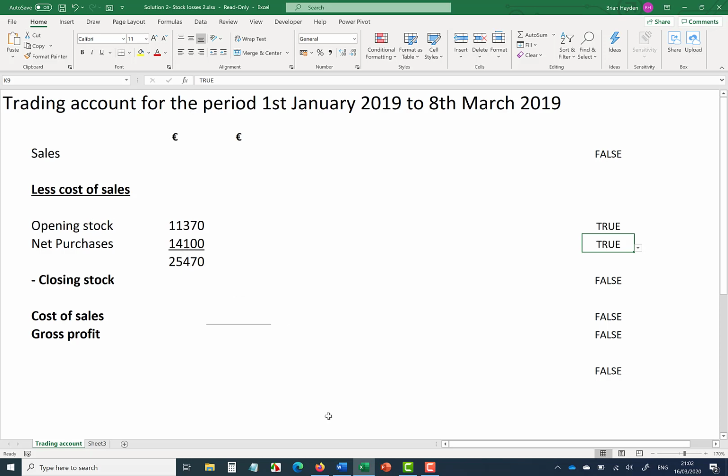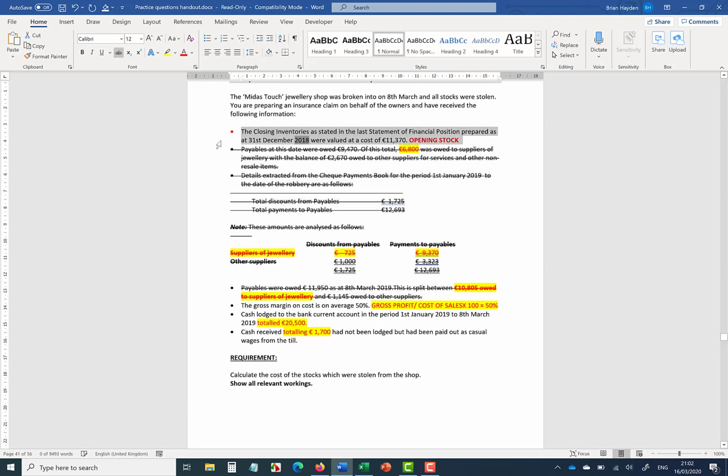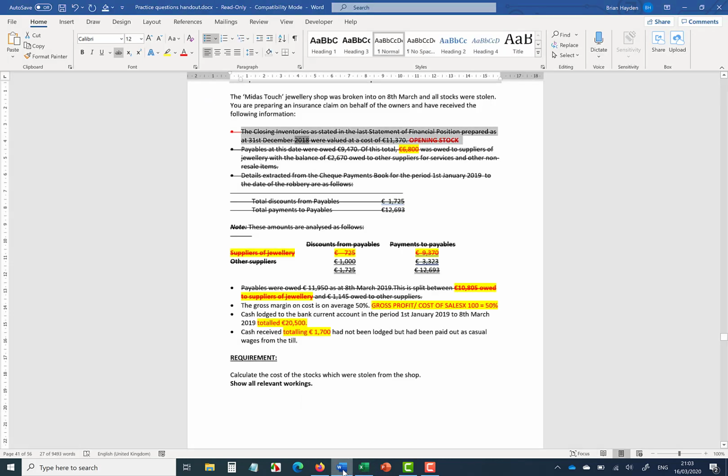So going back to the main question, I've used this data here, so I'm going to strike that out. I've used this data here, so I'll also strike that out. We're left with these statements. So the gross margin on cost is on average 50%. So gross profit value divided by cost of sales value, all multiplied by 100 equals 50%. Well, if I look at my solution, gross profit value we don't know. Cost of sales value we don't know either, so we can't yet use that, so it's not able to be used for the purpose of advancing our solution.